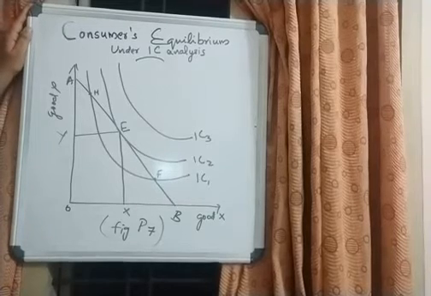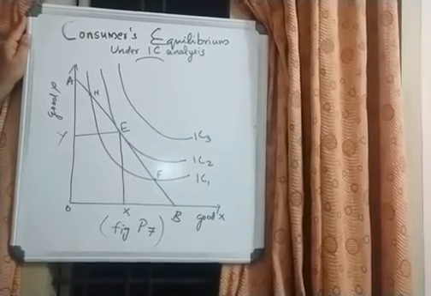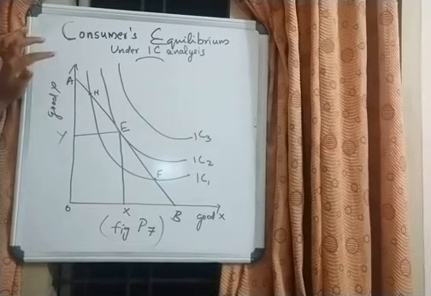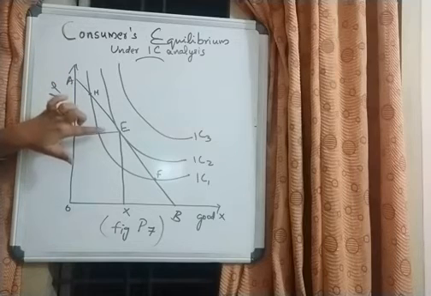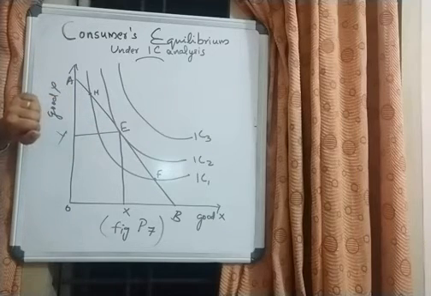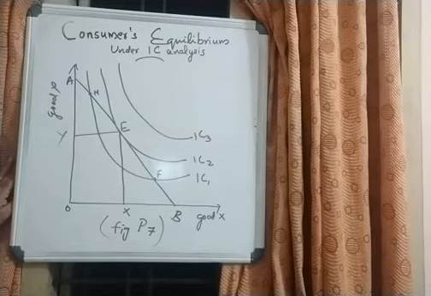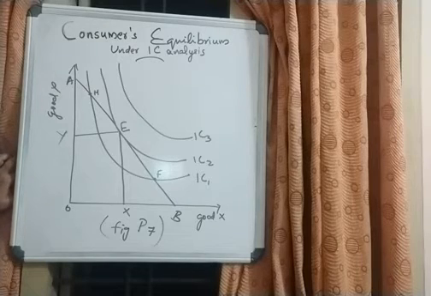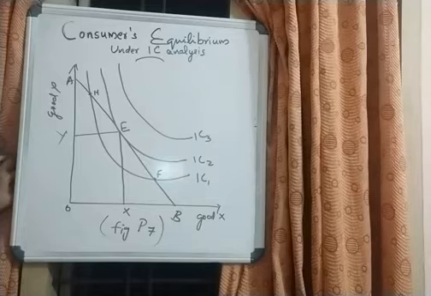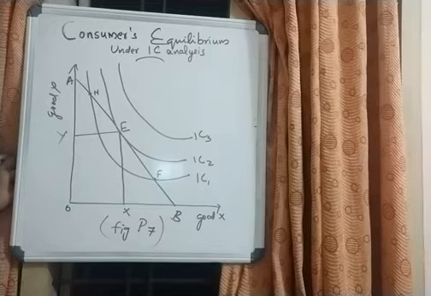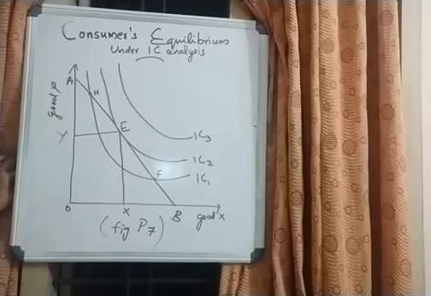Now, consumer's equilibrium. A consumer is in equilibrium when he maximizes his utility given income and market prices. In other words, equilibrium is attained when the consumer reaches the highest possible indifference curve given his budget constraint.